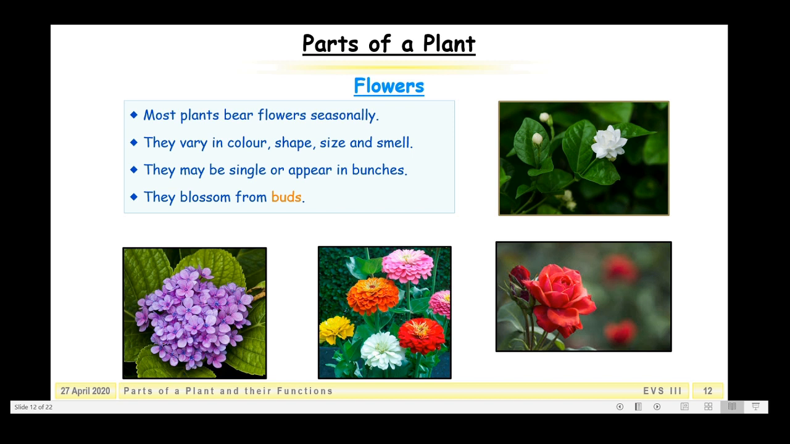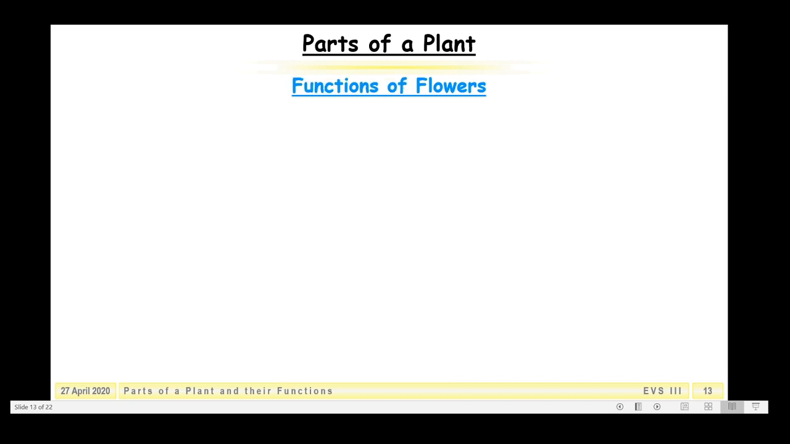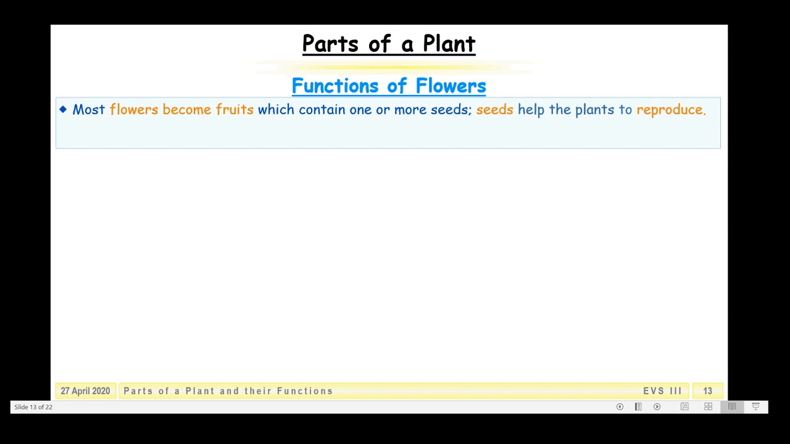Are they there just to beautify your garden, or is there a purpose behind? So let us see what is the purpose behind. Most flowers become fruits which contain one or more seeds. Seeds help the plants to reproduce.